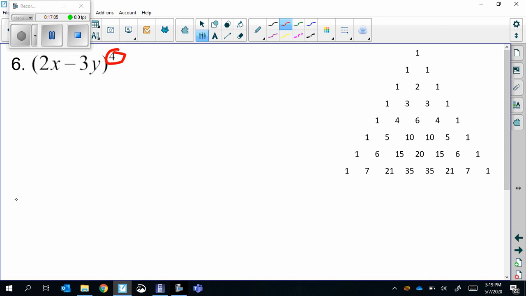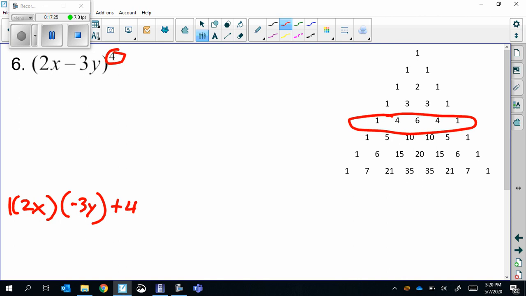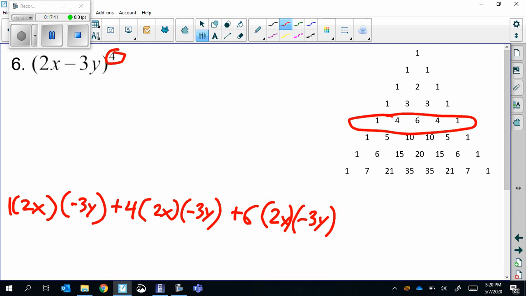Again, we got a 4 here, so it's 1. Remember, this will be a 2x and a negative 3y, followed by, taking this row here, I'll circle it, 4, and then 2x negative 3y, followed by a 6, 2x negative 3y, followed by a 4, and then last we have a 1.